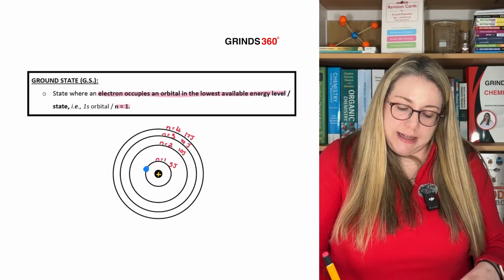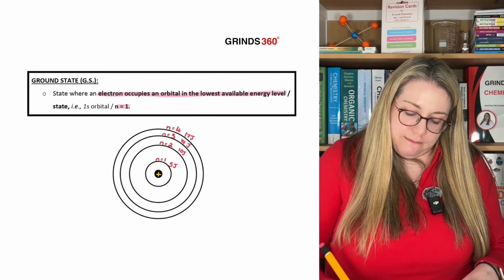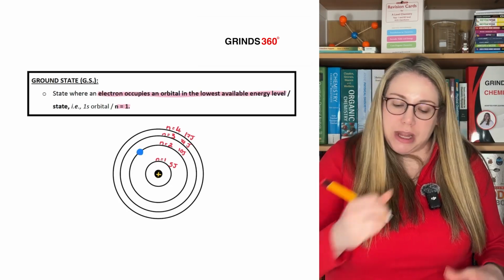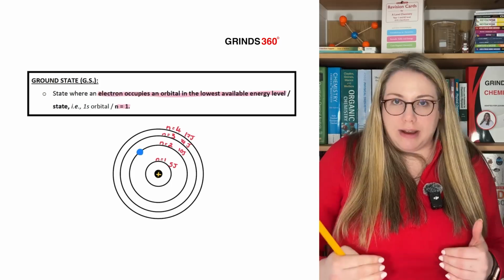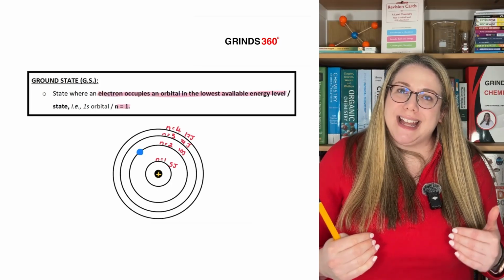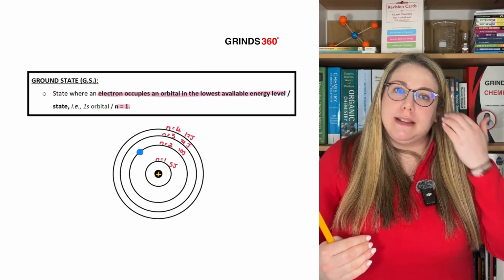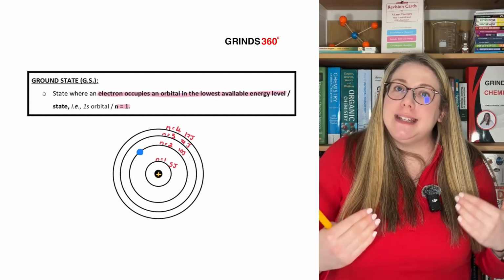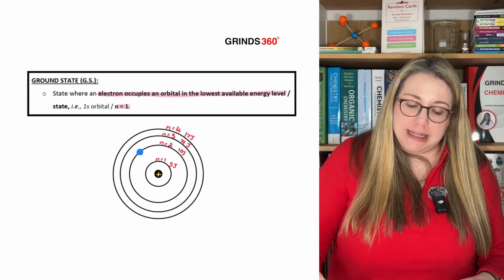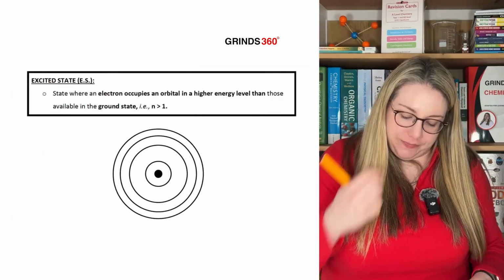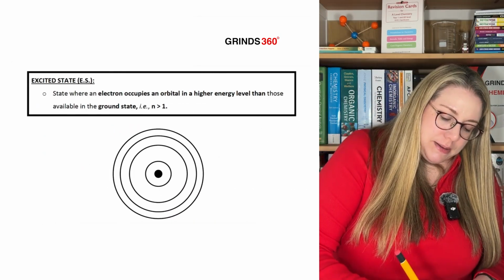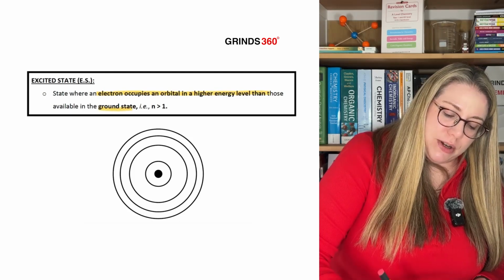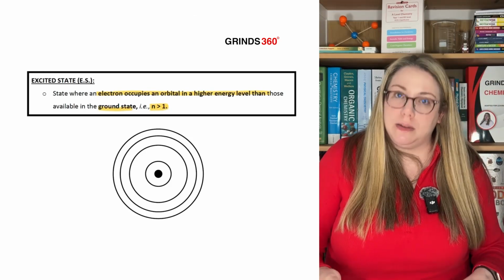If my electron, say for example, I didn't draw it there. If I had drawn my electron here, in n is equal to 2, well, this atom is no longer in the ground state because my electron occupies an energy level above the one that's available for the ground state. Therefore, your electron is occupying an excited state energy level, or you can say the atom is in the excited state, which we're going to see on this one. Okay, so it's the state where an electron occupies an orbital in a higher energy level than those in the ground state. So your n value for the energy level is bigger than 1.